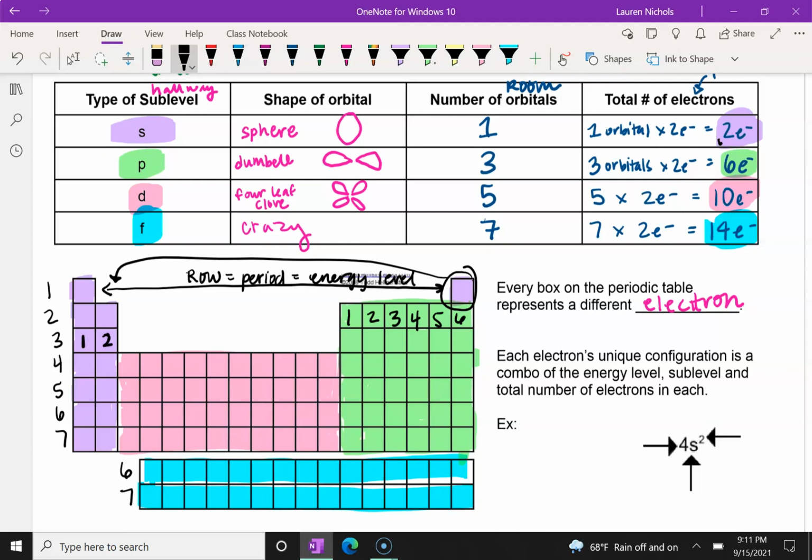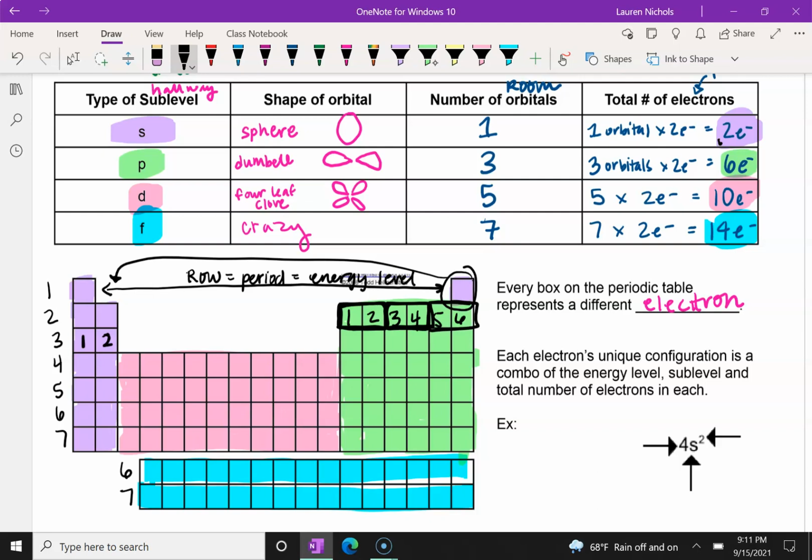Now our orbitals. Remember how we said that the P sublevel can only hold 3 orbitals? Imagine if you were to group these in pairs. So this is 1, 2, 3. It can fit 3 orbitals or 3 groups of 2.